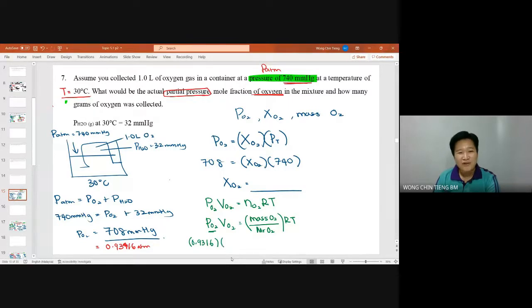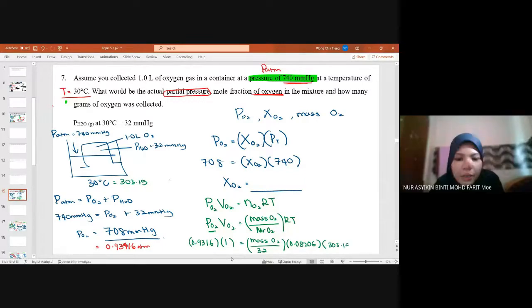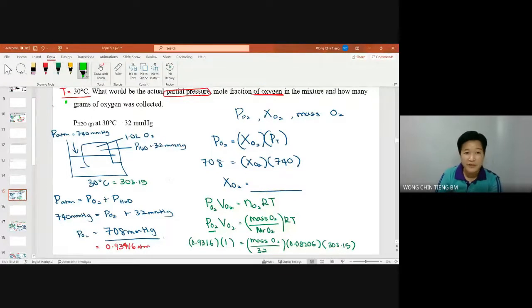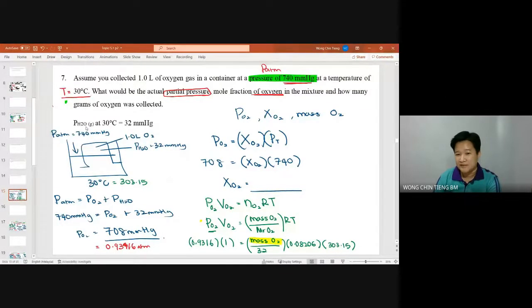Alright. Volume 1. Mass is the one that we are looking for. Keep it. Alright. Molar mass 32. Temperature 30 to 273, 303.15. Betul ke Syikin? Betul. Okay. So, kamu dapat, siapa yang guna formula ni boleh, tak ada masalah. Saya memang tak kira, saya bagi je. Make sure substitution kamu betul. Because at the end of the day, tekan calculator je.